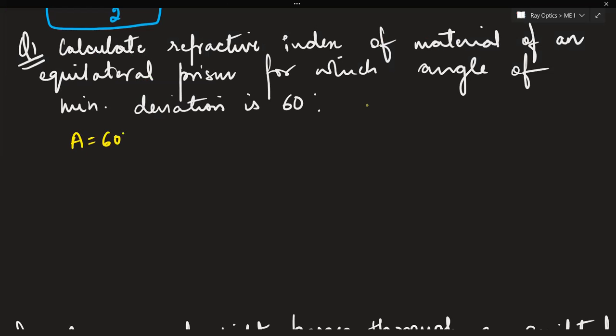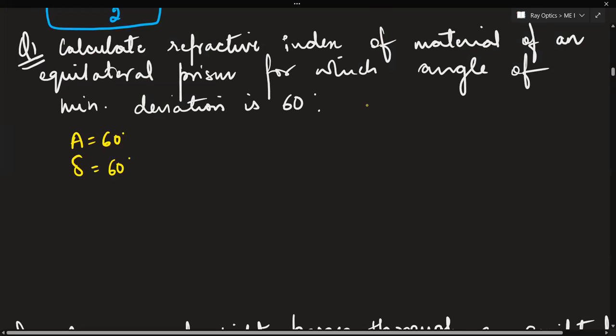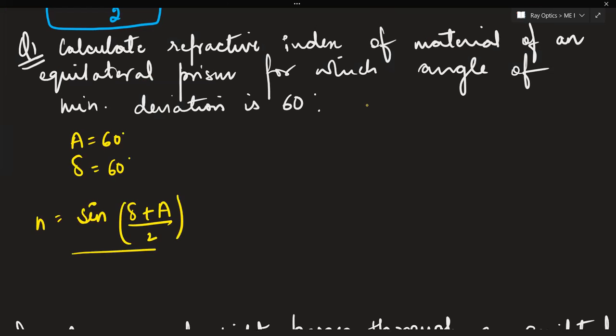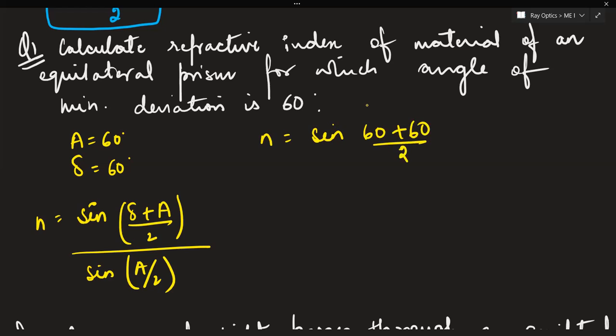For which the angle of minimum deviation is given as 60 degree. So both the angles are 60. A is 60, delta is 60. You have to find out the refractive index. See, the refractive index formula is sine of (delta plus A) by 2 divided by sine A by 2. So if you substitute here, this is sine (60 plus 60) by 2, and over here it will be just 60 by 2, just keeping the values of delta and A from here.